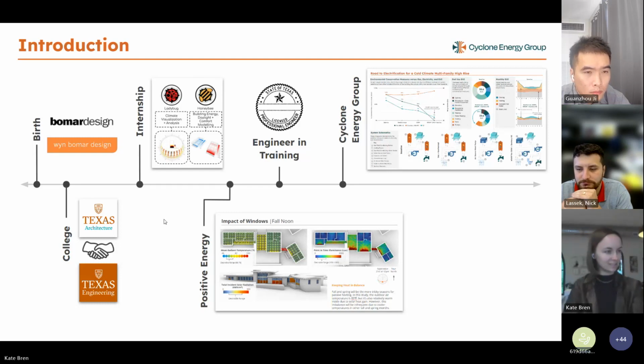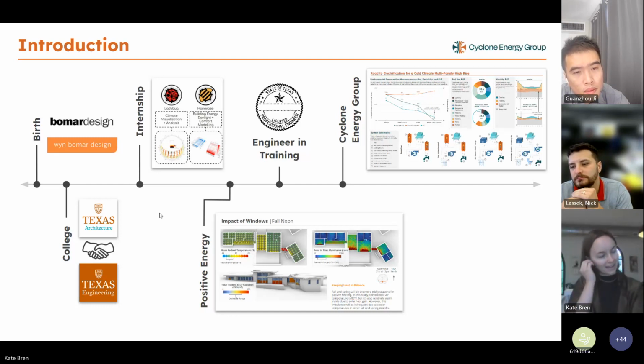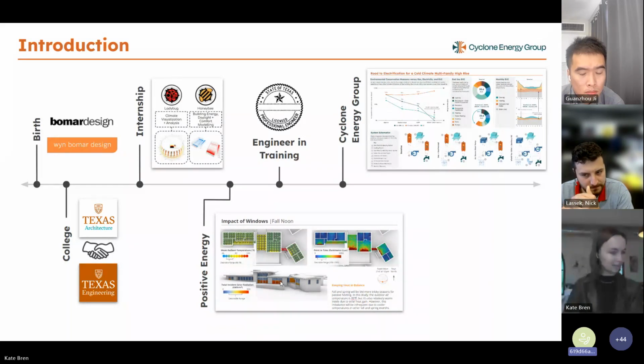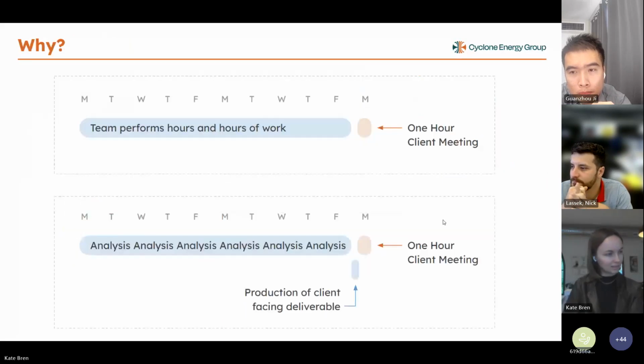I was introduced to building performance simulation tools through an internship that I did at EYP, which is now Page. Next up, I had a job at Positive Energy where we focused on early phase design. This is where we looked at thermal comfort and solar radiation and daylight in a home in New Mexico. Again, pursuing my engineering license, and now I am at Cyclone Energy Group. And so that's how I got started.